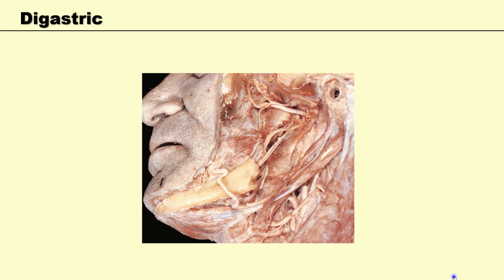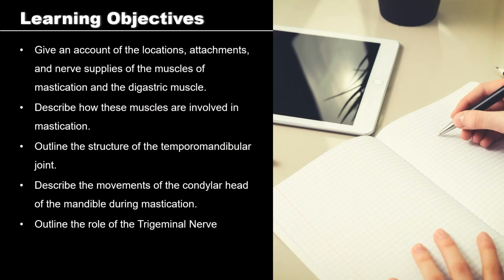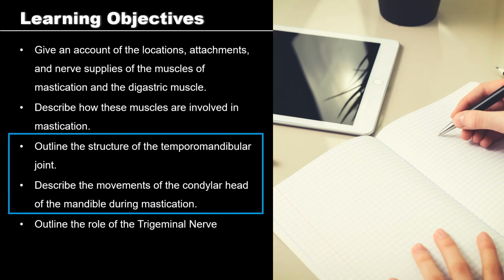So let's recap the learning objectives of the lecture to see what is coming up next. So we have covered the first two learning objectives for this session. So now we're going to move forwards and look more closely at the structure of the temporomandibular joint and the movements of the condylar head.